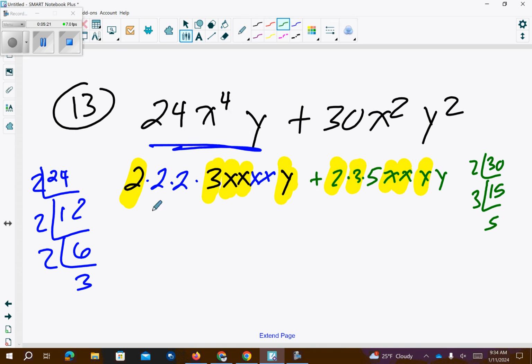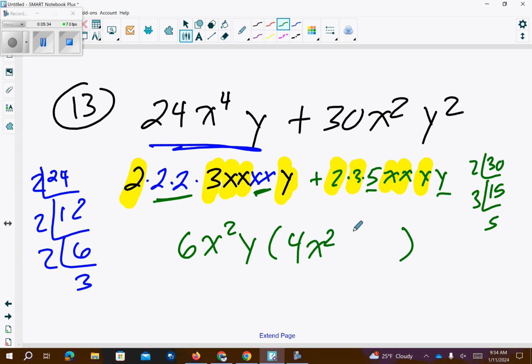Well, 2 times 3 is 6. X times X is X squared, and then Y, and then parentheses. And what do I have left? Well, 2 times 2 is 4. X times X, X squared, and then 5Y. And that's exactly how I'd factor it.